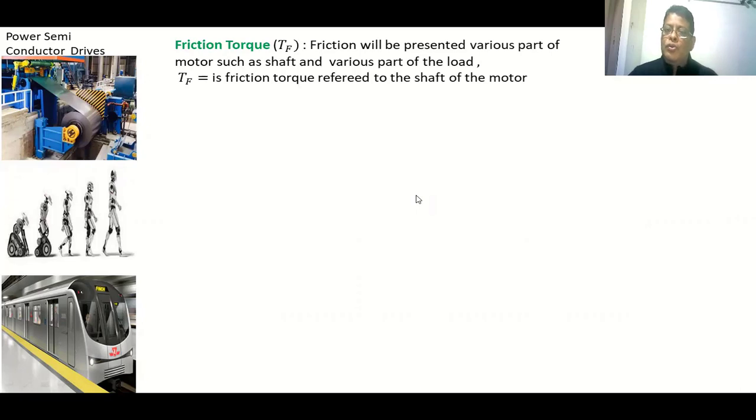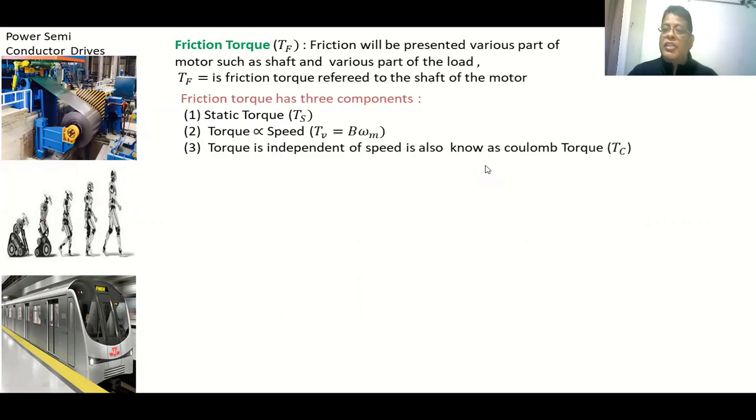So due to that, which is opposing the speed, we are calling that a friction torque. The friction torque has three components. One is static torque, nothing but the torque the motor experiences at the time of starting, when the speed of the motor is zero. When the speed of the motor increases, this torque becomes lower.